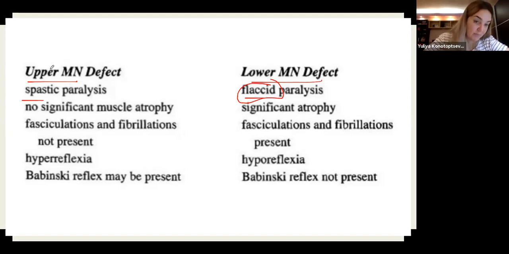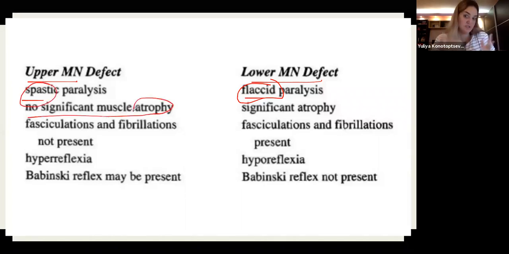If you damage the upper motor neuron, the lower motor neuron can still fire the action potential to the muscle. So you will see that there's going to be spasticity. There's no significant atrophy. The muscle still receives the input from the lower motor neuron. But if the lower motor neuron is damaged, there is definitely atrophy.